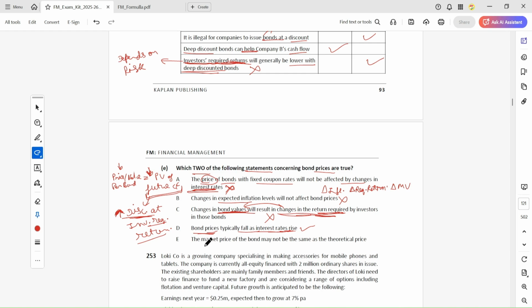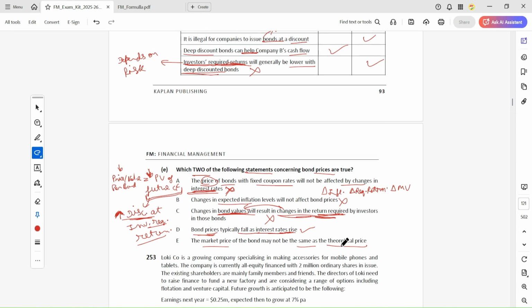Next, the market price of the bond may not be the same as the theoretical value. Yes, because the theoretical value will be the same as the market value in case of a perfect market. In a perfect market, the theoretical price will be the market price.